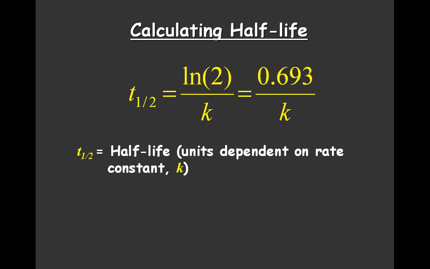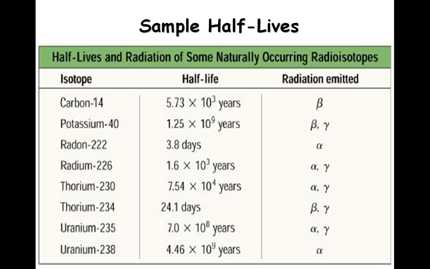Now, we can actually calculate half-lives, and in this particular course we're not going to do that, but this equation allows us to take a rate constant for a particular element and determine the half-life. So that t to the 1/2 stands for half-life, and then the k is a rate constant associated with that particular element. Again, we're not going to calculate half-lives in here. But we should take a look at some sample half-lives.